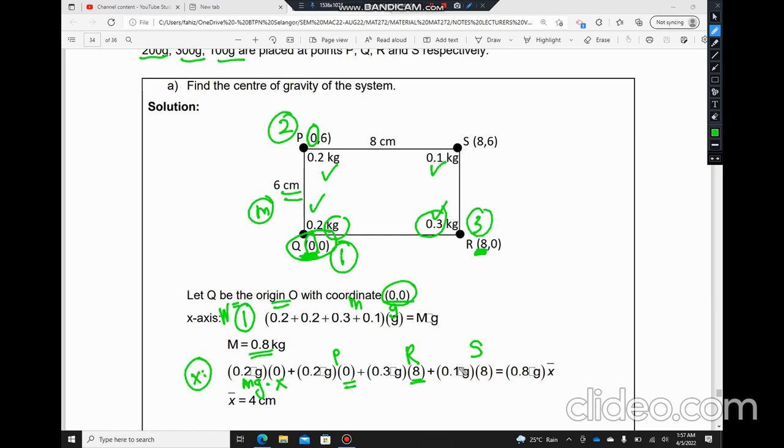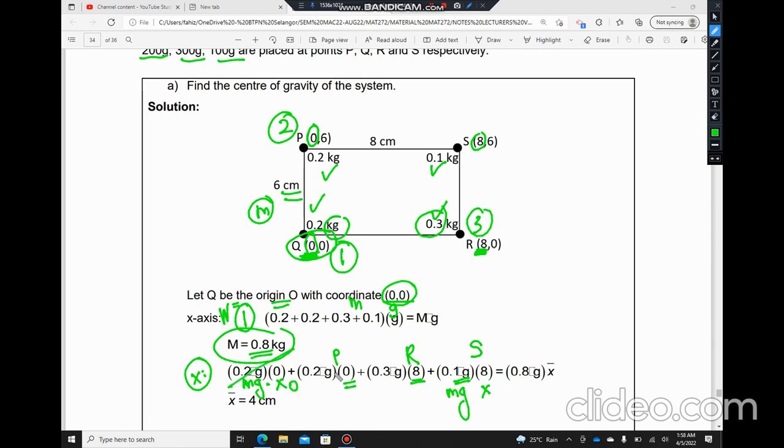Okay, 0.1 multiply by G, because the formula is mg, and then we multiply by distance 8. 8 also, because the distance between Q, which is 0, and 8. X is 8, so the distance is 8. Okay, so it is equals to, we take the M on top, 0.8 G, and then multiply by the center of gravity. So we just calculate here.